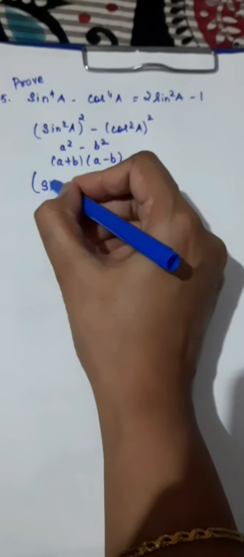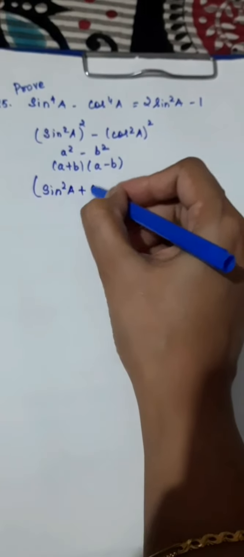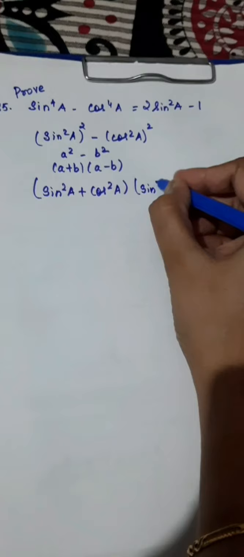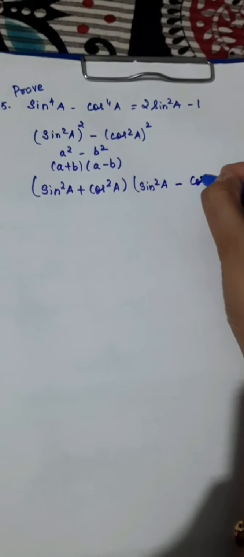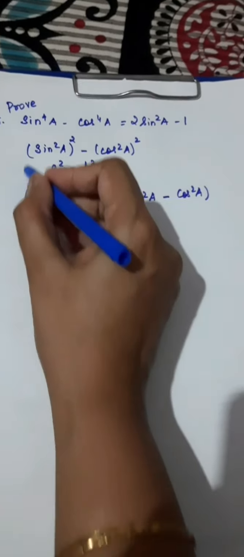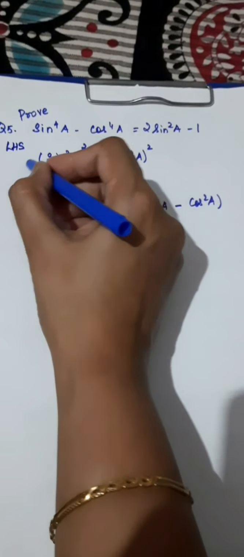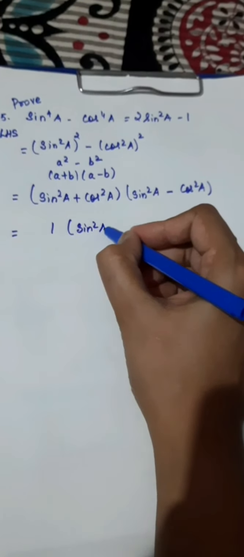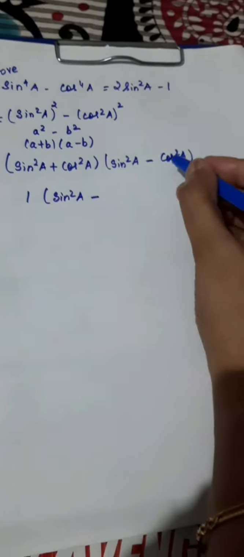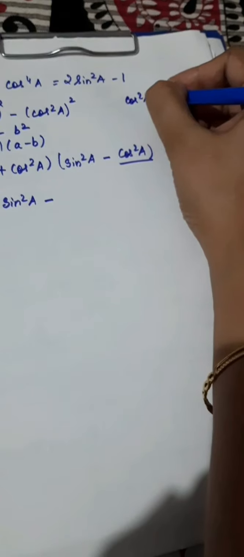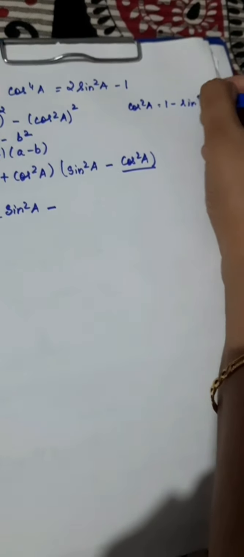So A here is sin square A. B is cos square A. So it is written as per the formula (A plus B) into (A minus B). Sin square A plus cos square A. Cos square A can be written as 1 minus sin square A.